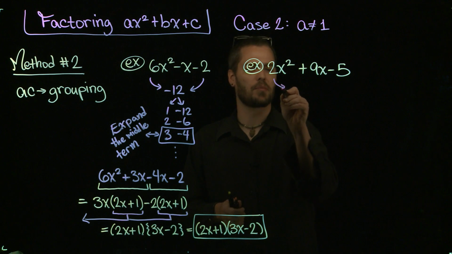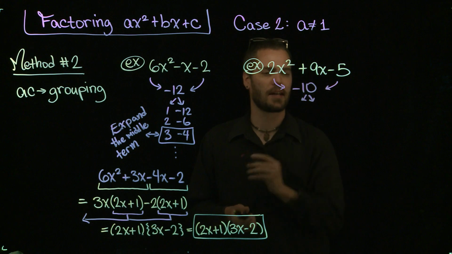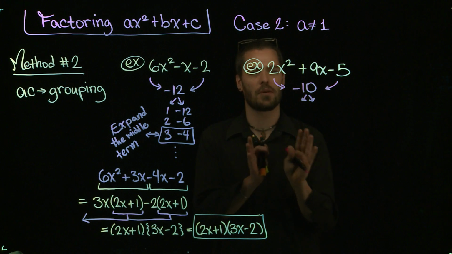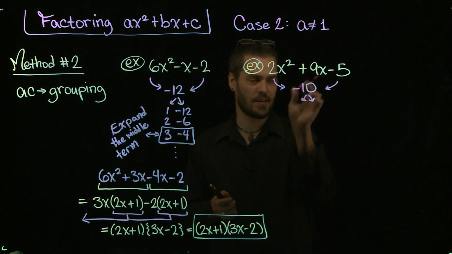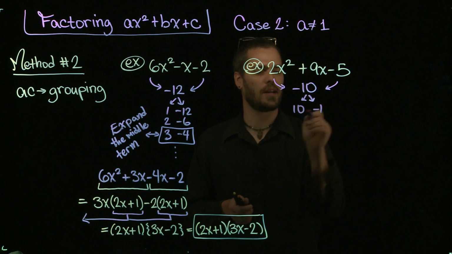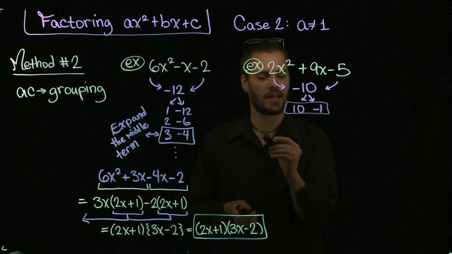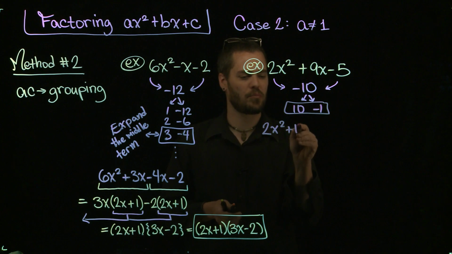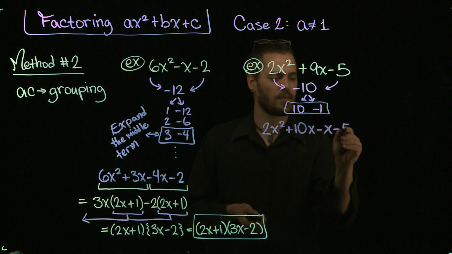Again, we're going to start by multiplying a times c. 2 times negative 5 is negative 10. Then I'm looking at the factors of negative 10 that add up to 9. You can list everything if you want, but you don't have to go through the entire list, especially if it's visually clear what two things multiply to give you negative 10 that also add to give you positive 9. And to me, that looks like 10 times negative 1. That gives me a negative 10. When I add those, I get 9. So I've already got the numbers I need. I am going to expand the middle term by those numbers. 2x squared plus 10x minus 1x, or simply minus x, minus 5.